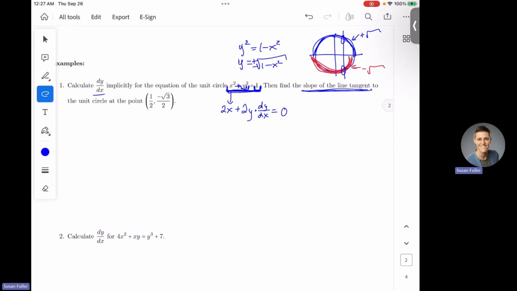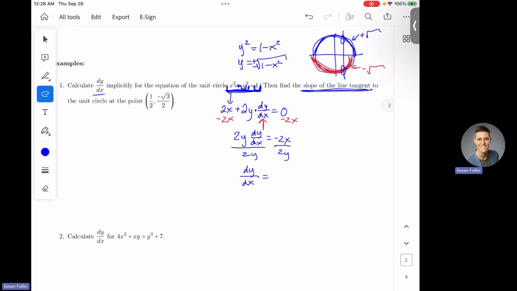But I want to find the slope, right? I want to find dy/dx. So we have to solve for it now. And again, Leibniz notation shines here. This sticks out like a sore thumb, and I can find the thing that I'm trying to solve for. I want to get that completely by itself. So to do that, I'm going to move this 2x to the other side to get the dy/dx by itself on one side. So I'm going to have 2y times dy/dx equals negative 2x. And then I'm going to divide by 2y to get the dy/dx by itself.